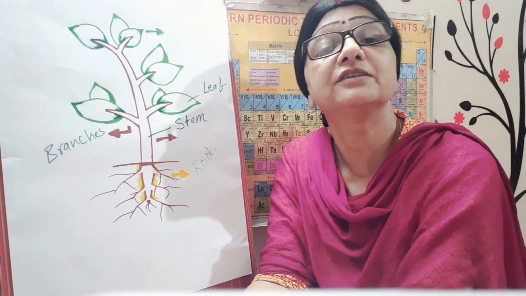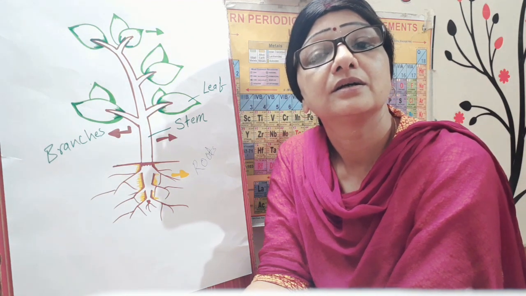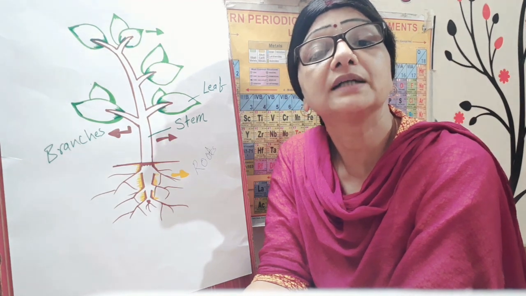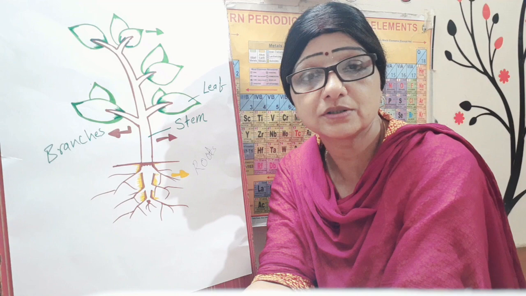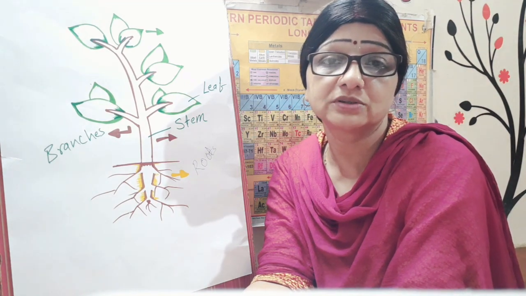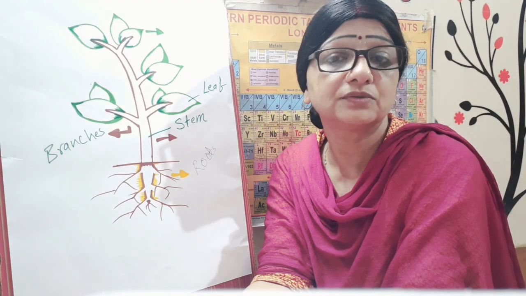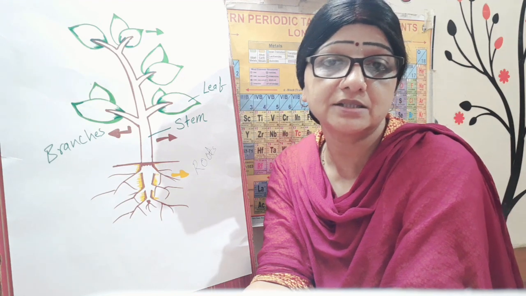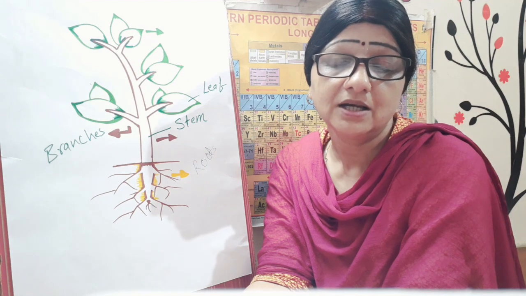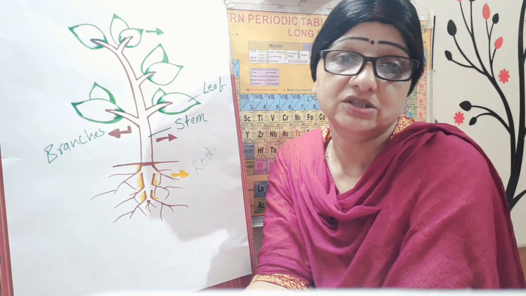The plant generally has two main parts. One is the shoot part and another is the root part. The root part is that part which grows under the ground and the shoot part is that part which grows above the ground. And this shoot part contains all the other parts like leaf, branches, flowers, fruits, bud, everything. Okay, so in this chapter mainly we have to discuss the roots.